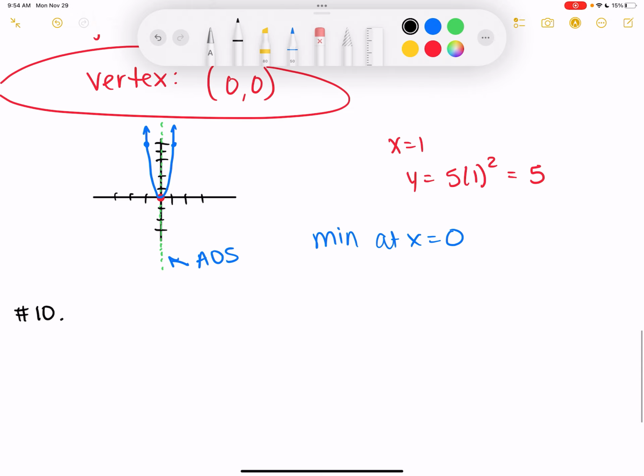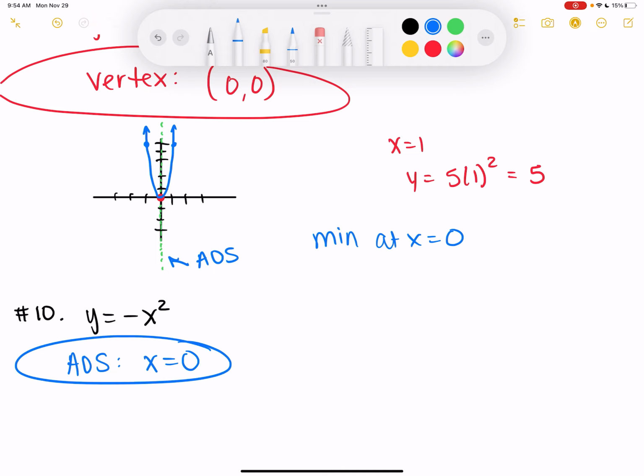All right, number 10, y is equal to negative x squared. All right, so first thing I want to look at is my axis of symmetry. So negative b over 2a. Is there a b value? No. So what is my axis of symmetry? 0. So my axis of symmetry is that x is equal to 0.